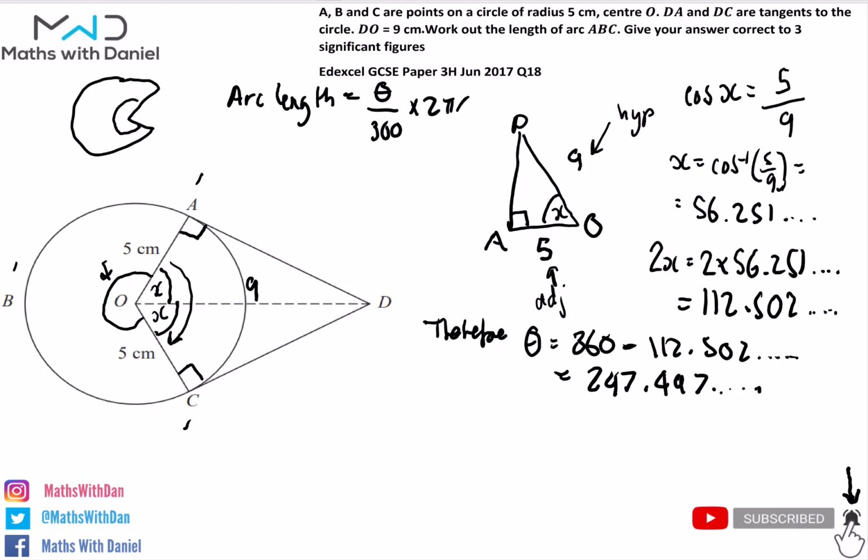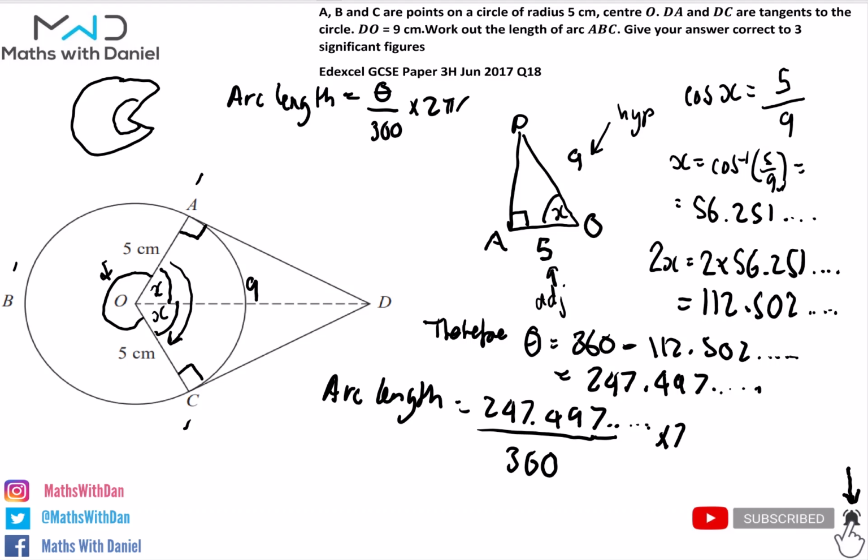So therefore, the arc length formula is going to equal 247.497 over 360. Just put a dot dot dot here because we're going to use the answer that we get in the calculator. We can just do answer and then times that by 2 times by pi times by the radius, which was 5. Put it in the calculator.